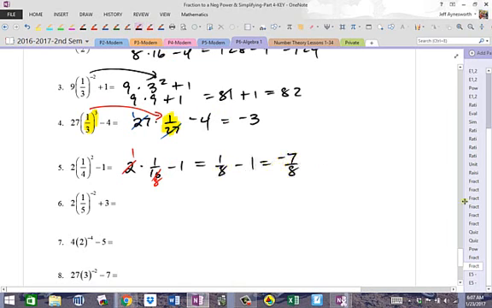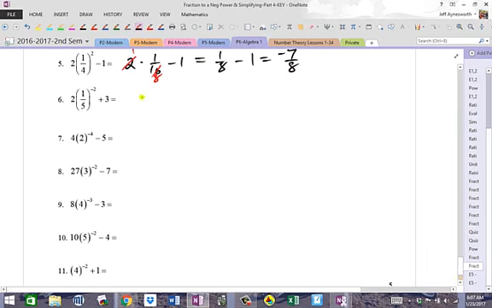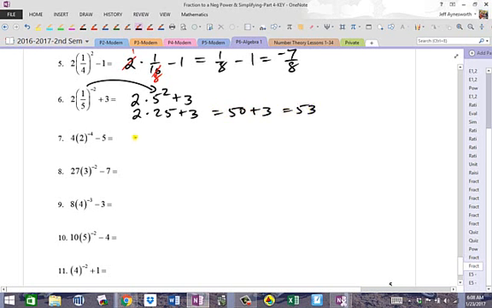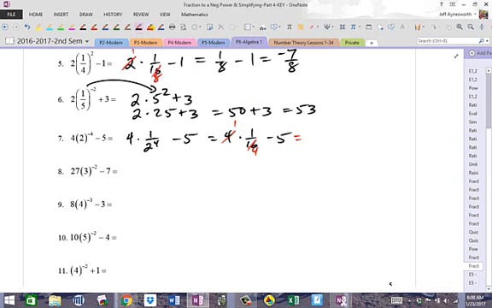Okay, here we have 2 times 5 squared plus 3. All right, we reciprocate first because we got a negative power here. So 2 times 25 plus 3 is 50 plus 3, or 53. Here on this one, we have 4 times 2 to the 1 divided by 2 to the 4th minus 5. And that's 4 times 1/16 minus 5. So you simplify, get 1/4 minus 5. So 1/4 minus 5, that's negative 4 and 3/4.